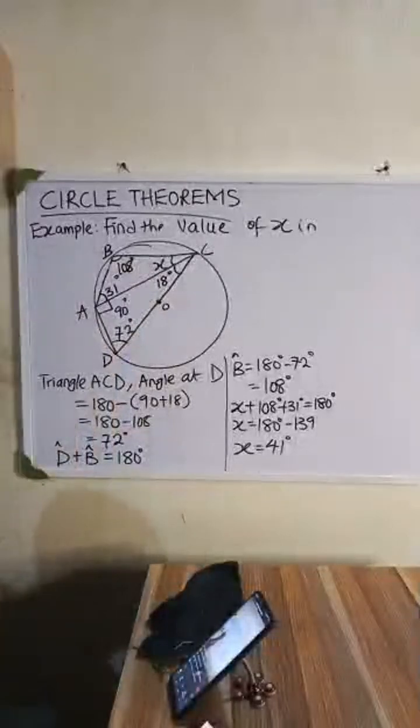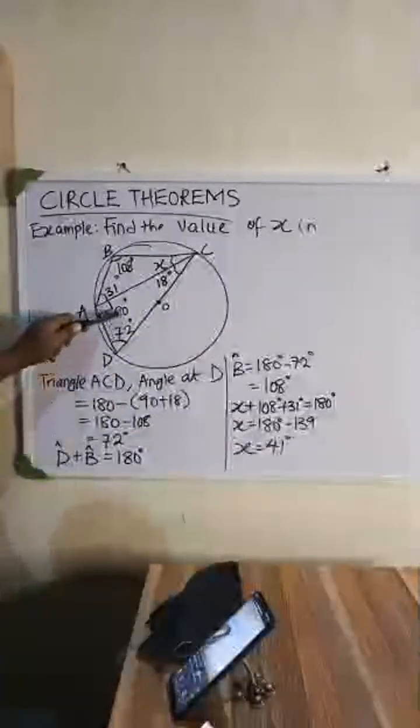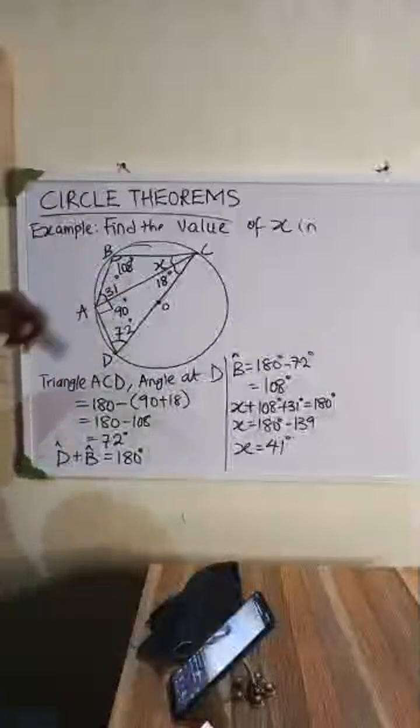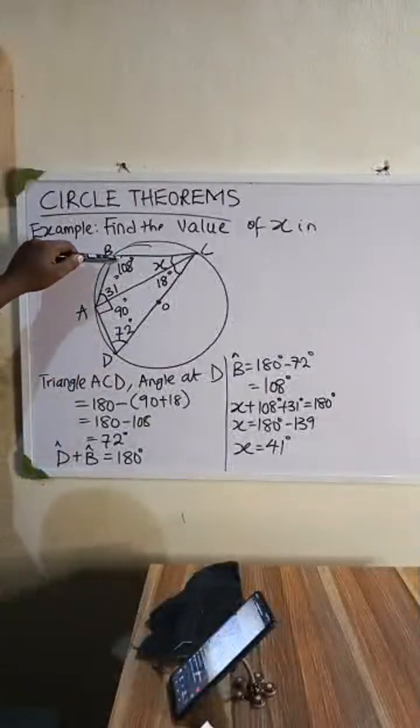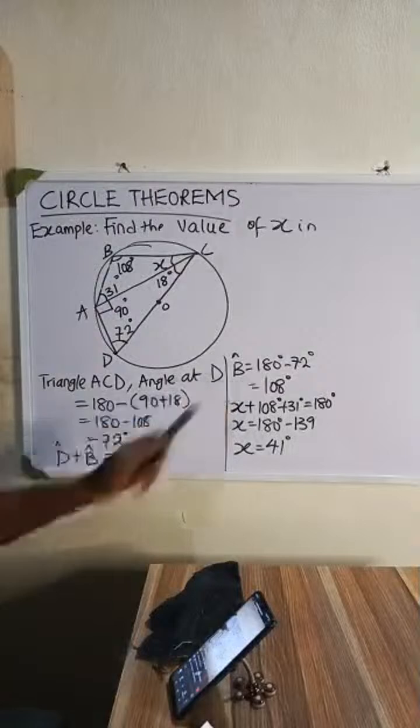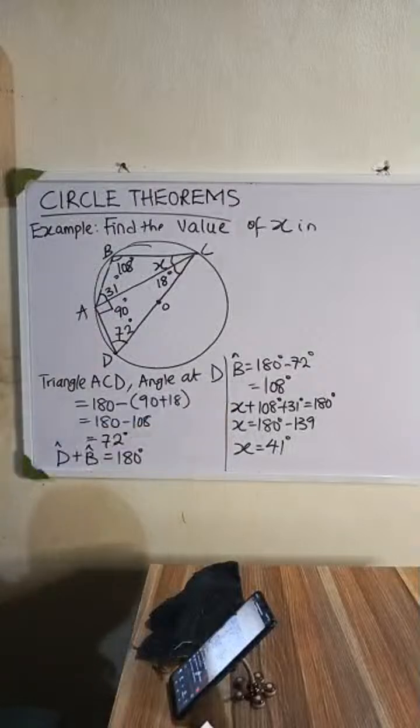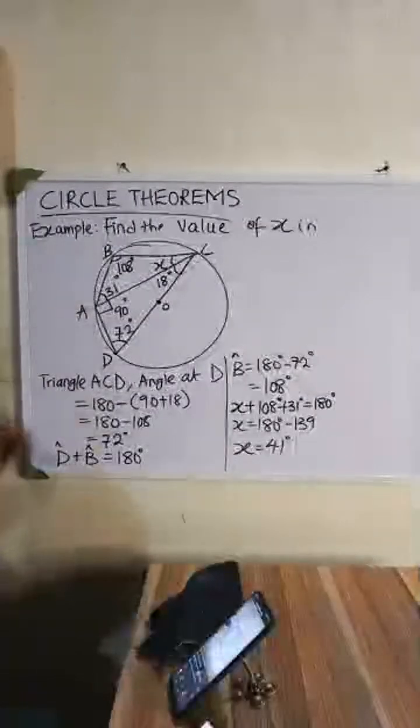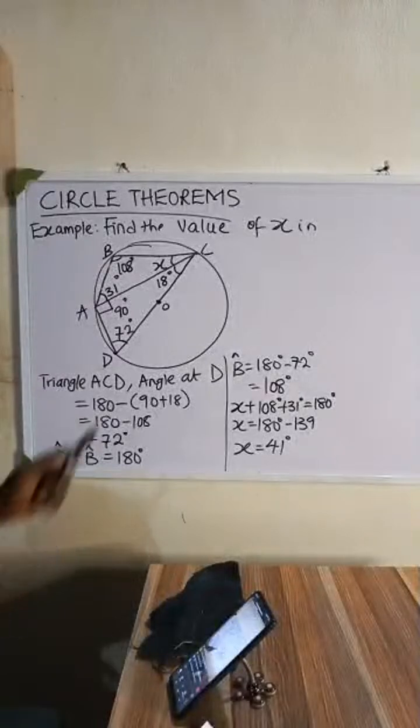Should give you 180 degrees. So 72 degrees, 180 degrees minus 72 degrees gave us this angle to be 180 degrees. That's what we got here. And then when you add these two angles and subtract them from 180 degrees, you are going to get the value of x.